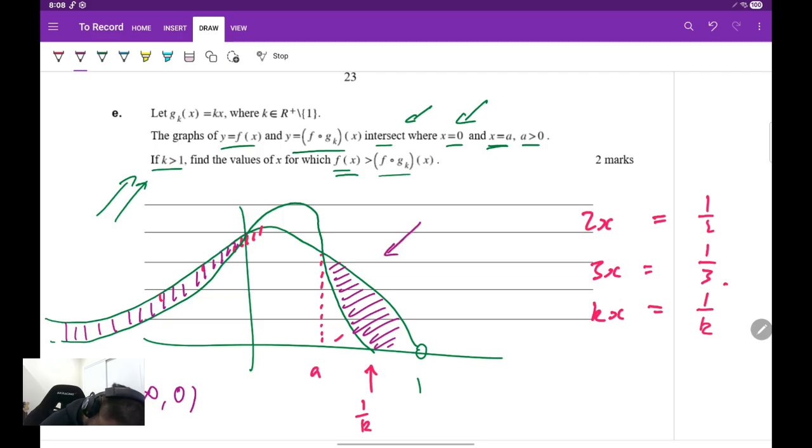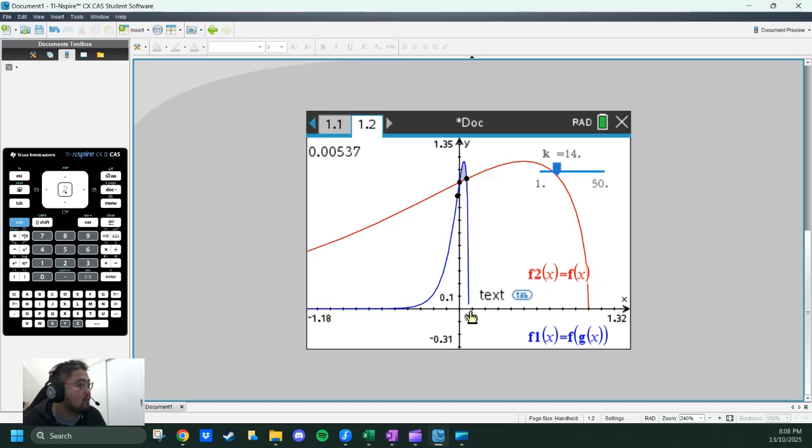And this section here is from A to, well, let's go back to our graph. From A up until 1 on K, because after 1 on K it's not defined. And do we include 1 on K? Yes, because it is an intercept, but do we include A? No.